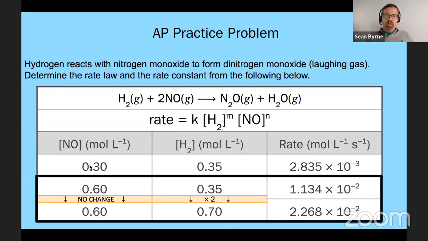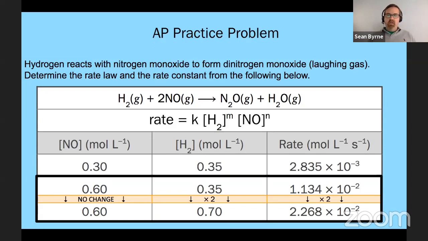But what we notice here is that the hydrogen was doubled in our experimental setup. So that was how the experimenter set up. That would be like their independent variable. And then the data that they collected, or their dependent variable, is the rate over here on the right. And what we notice is that the rate doubled when the concentration of hydrogen doubled as well.